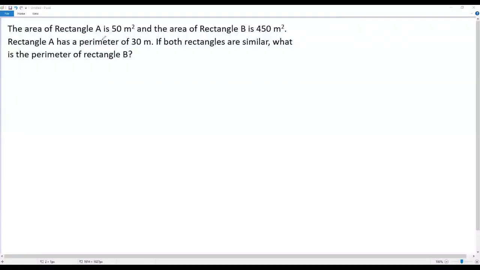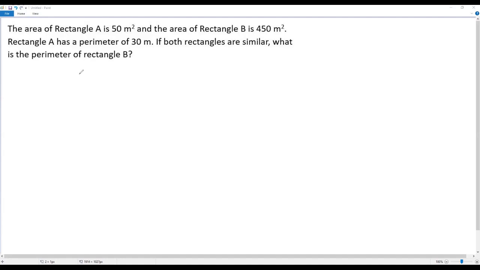Here we have a SAT math question. Okay, let's go through the information. The area of rectangle A is 50 meters squared and the area of rectangle B is 450 meters squared. Rectangle A has a perimeter of 30 meters. If both the rectangles are similar, what is the perimeter of rectangle B?